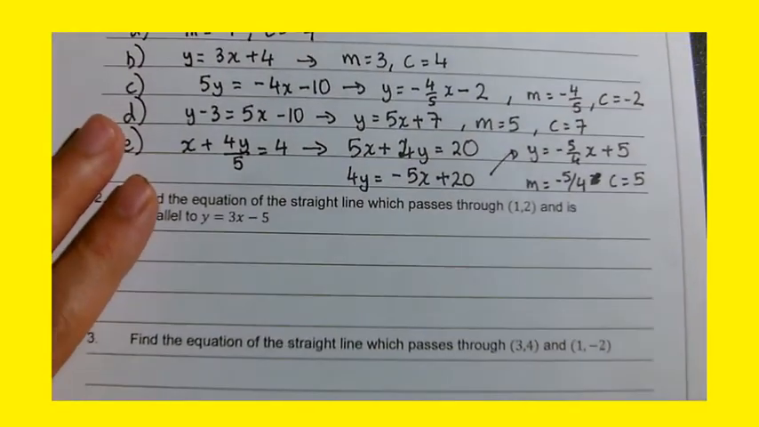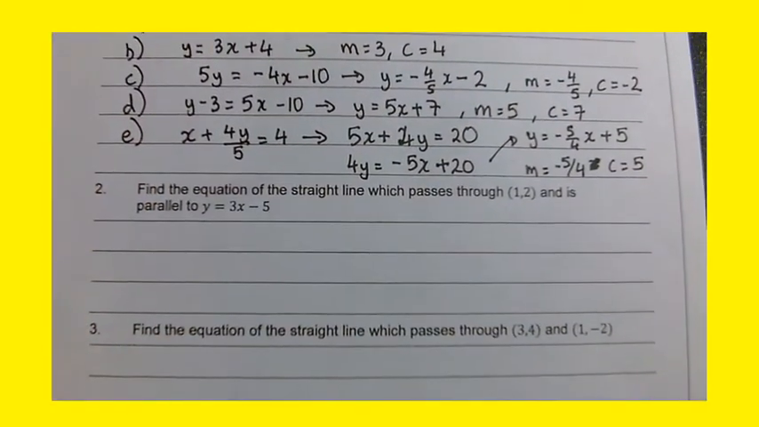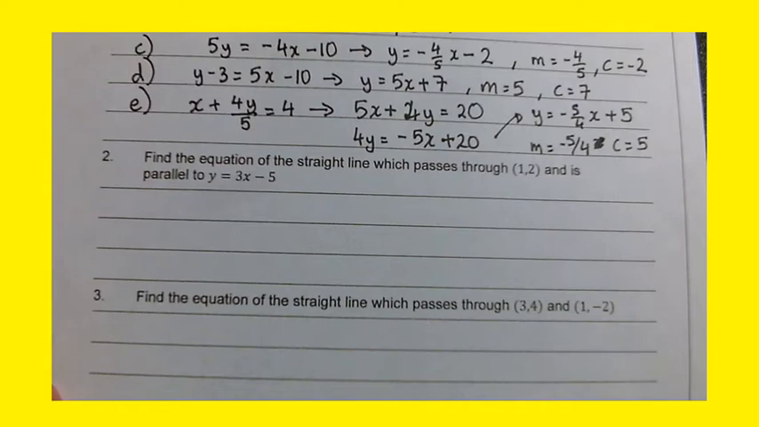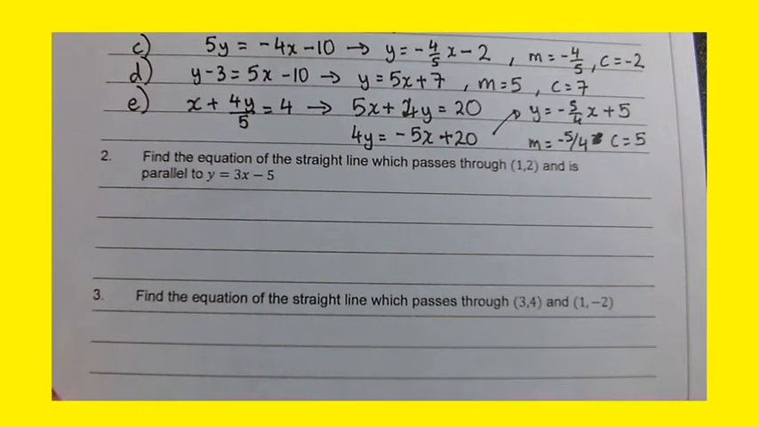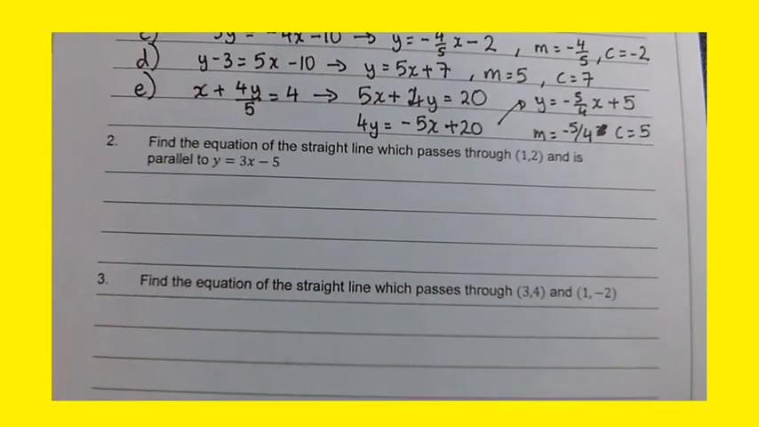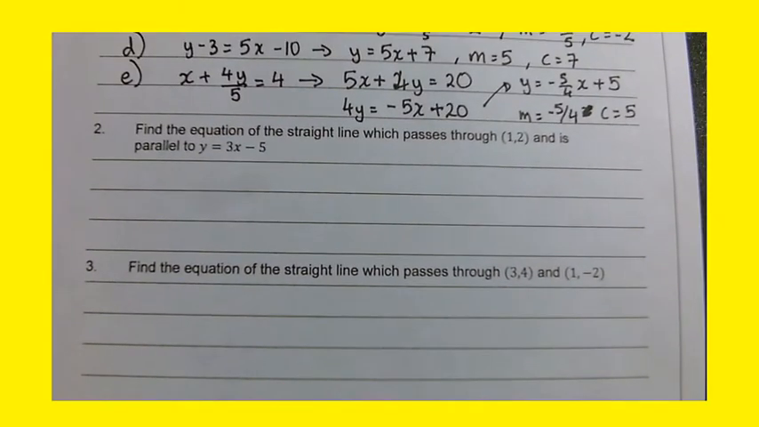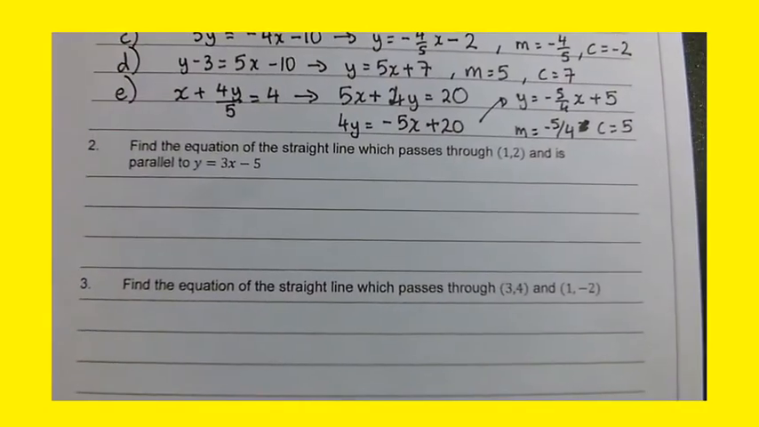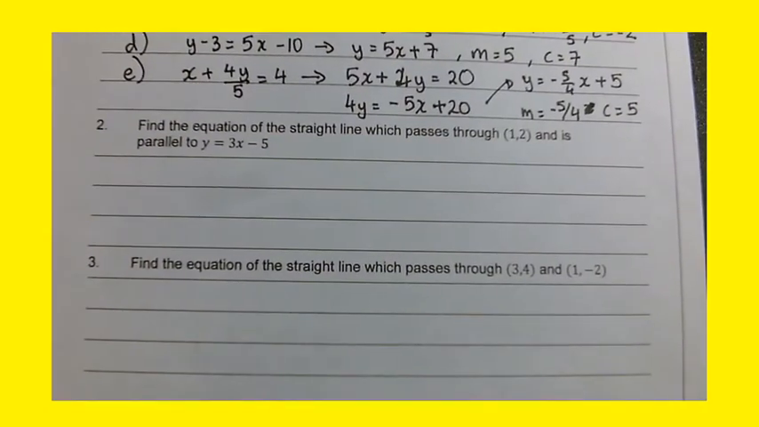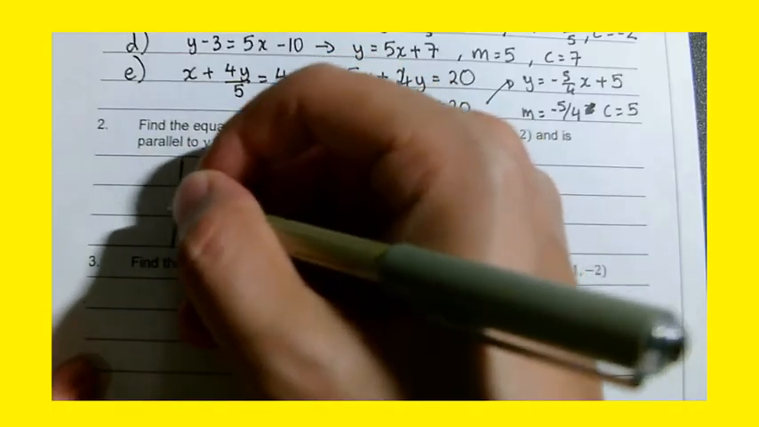Find the equation of the straight line which passes through (1, 2) and is parallel to y equals 3x minus 5. Some students struggle with this type of question because they're trying to find an unknown equation. But let's think about this graphically, then we'll do the maths. So y equals 3x minus 5.